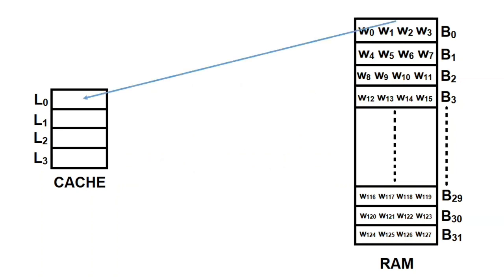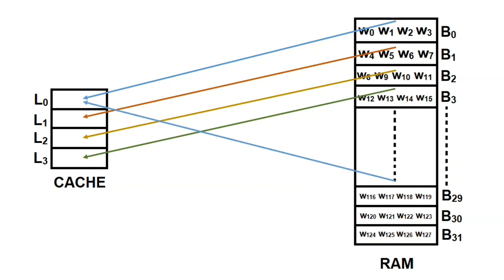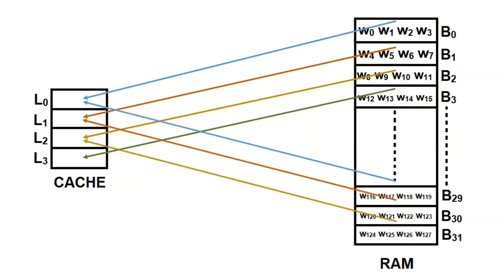This is just an animation of how blocks are mapped to the different lines. B0 will map to L0, B1 will map to L1, B2 will map to L2, B3 will map to L3, and like that. B28 will map to L0, B29 will map to L1, B30 will map to L2, and B31 will map to L3. So that is how, according to direct mapping, B0 to B31, a total of 32 blocks, are mapped inside different lines of the cache.